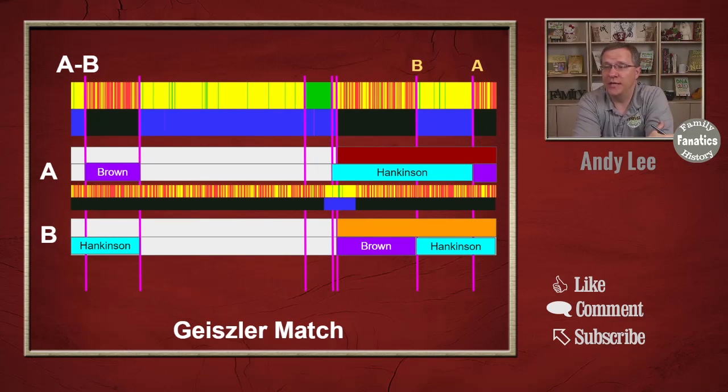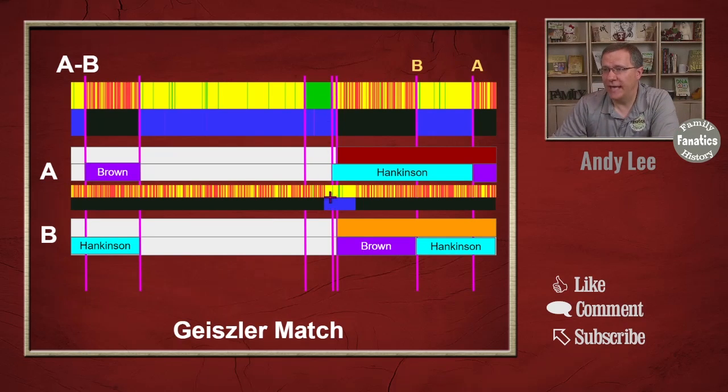This is going to be a Geisler match. Now this match only matched person A. They didn't match person B. And you might think, well, that's not very good, but let's see what kind of data we can get from this. Now we know that this is a paternal match. So we're going to be looking at the maroon and orange lines right here.